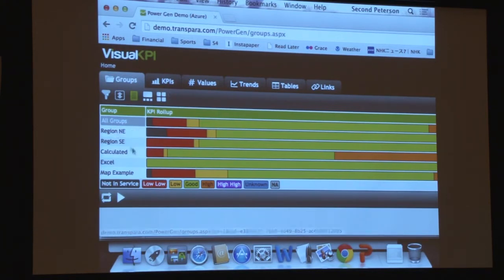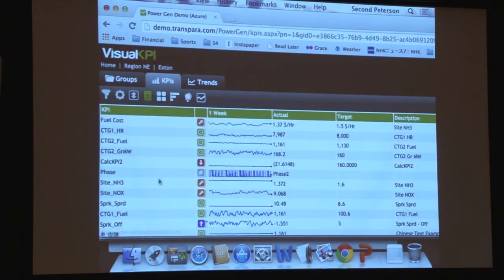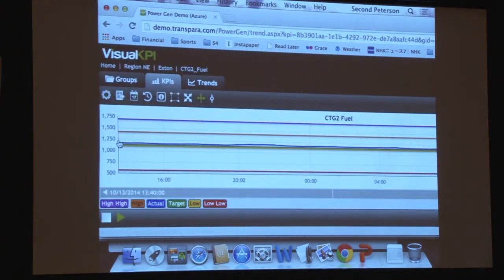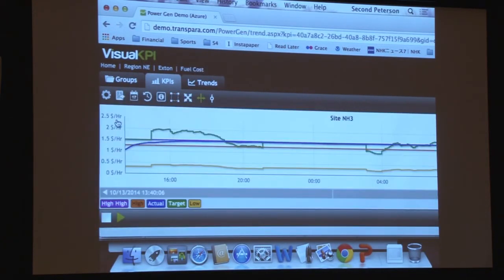So you can actually go here to, let's say, the Northeast region, and we'll pick the Exton power plant, and then we can decide which trend we want to look at. So these are KPIs, key performance indicators. We can look at the fuel, we can look at the fuel cost over time. You could have any sort of display or dashboard that you want here.